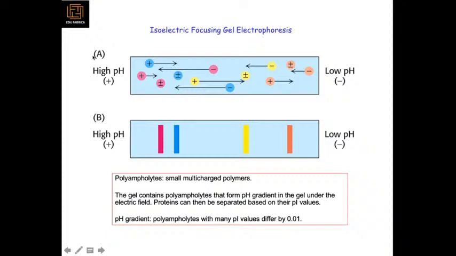On the left side is high pH, on the right side is low pH. So all the ions that are present, the multi-charged ions, will find the pH which is neutral for them, and they will stagnate there. Like for the red, blue, yellow, orange, like this. This pH gradient is made of polyampholytes with many pH values differing by 0.01.